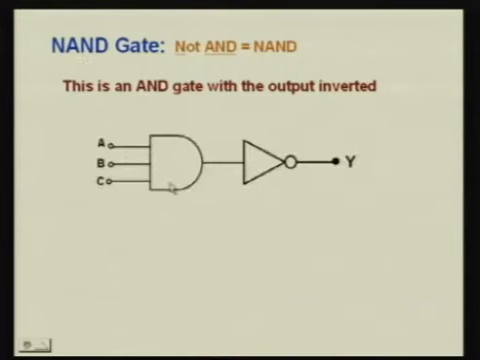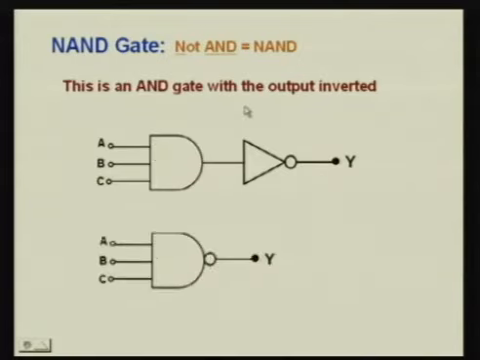So now this is the symbol. According to our definition, we have a 3 input AND gate which is followed by a NOT gate. So basically this is an AND gate followed by a NOT gate. So this is the output of a NAND gate. All these NAND gates and NOR gates have 2 inputs or more than 2 inputs. So this is the symbol for the NAND gate.